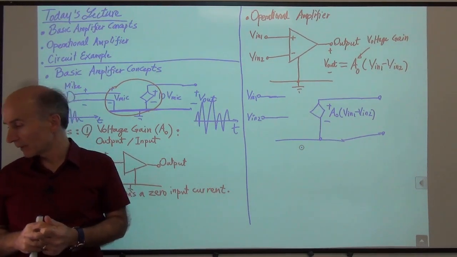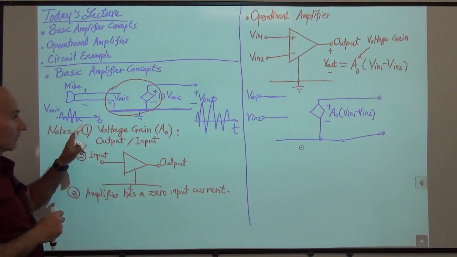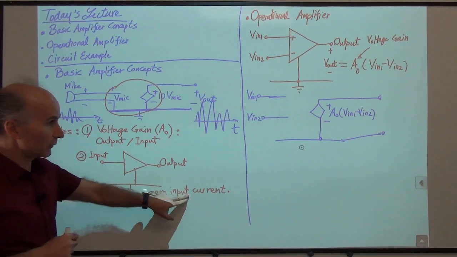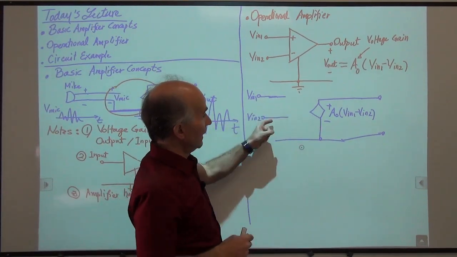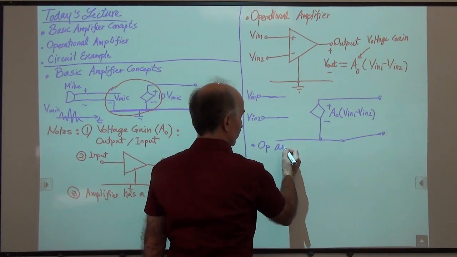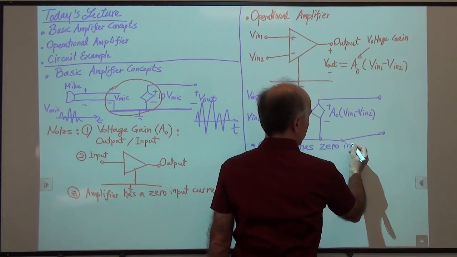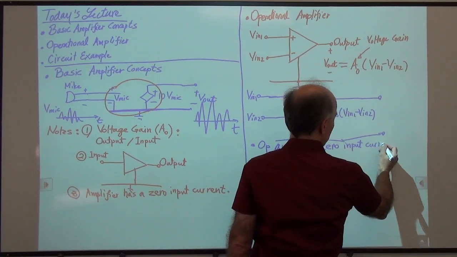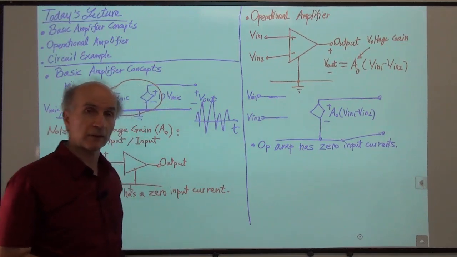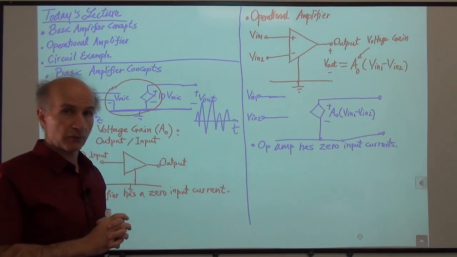All right, so now that I have the model of the op-amp, I can observe a few points. So the voltage gain is A0, just like before. The amplifier has a 0 input current. Here is the same thing. You see this doesn't go anywhere, and this doesn't go anywhere. So we say the op-amp has 0 input currents, to emphasize that there are two inputs and neither of them has any current drawing from anywhere. At this point, again, this doesn't seem particularly interesting, but we'll see that it becomes very useful later.